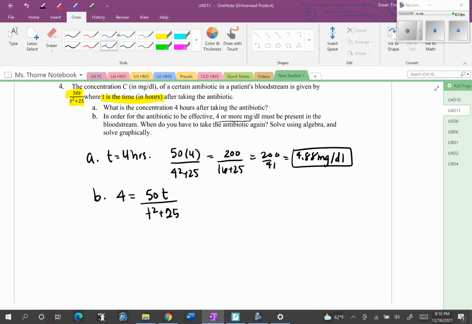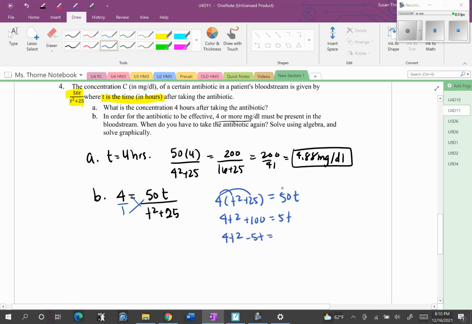So we have 1 fraction equals 1 fraction, because that's really over 1. So we can cross multiply to solve. So 4 times t squared plus 25 equals 1 times 50t, so just 50t. We're going to distribute: 4t squared plus 100 equals 50t. I notice I have a quadratic term, a linear term, and a constant term, so I'm going to set this equal to 0 by subtracting the 50t to the other side. So 4t squared minus 50t plus 100 equals 0.